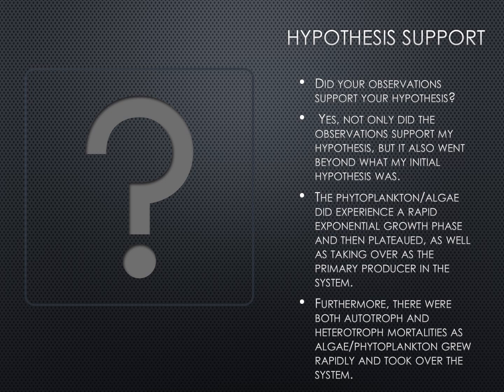Hypothesis support. So not only did the observations support my hypothesis, but it also went beyond what my initial hypothesis was. The phytoplankton and algae did in fact experience a rapid exponential growth phase and then plateau, as well as taking over as the primary producer in the system. Furthermore, there were both autotroph and heterotroph mortalities as algae and phytoplankton grew rapidly and took over the system.